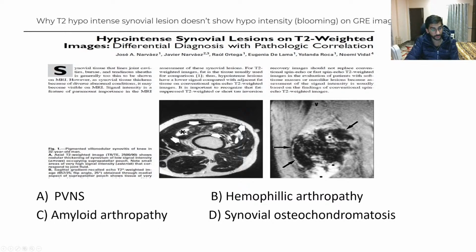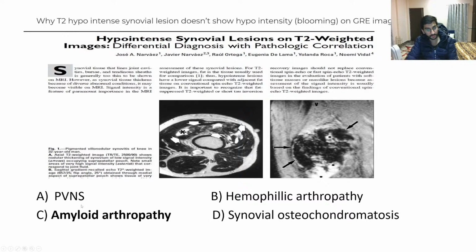But the amyloid deposition is also T2 hypointense, but characteristically it doesn't show hypointensity or blooming on GR images, which differentiates amyloid arthropathy from the rest of these T2 hypointense lesions of synovium. So remember, if you see a T2 hypointense lesion which is not hypointense and blooming on GR images, you should think about amyloid and look for the cause of amyloid.